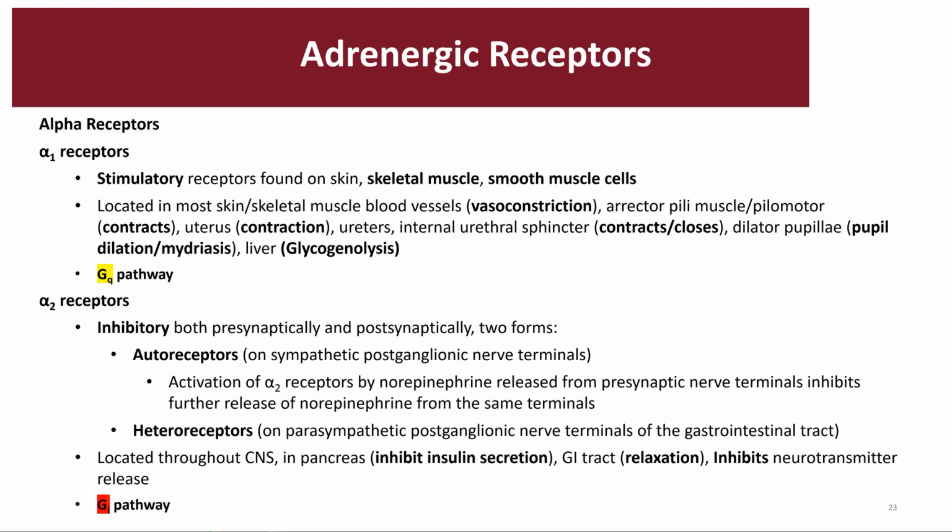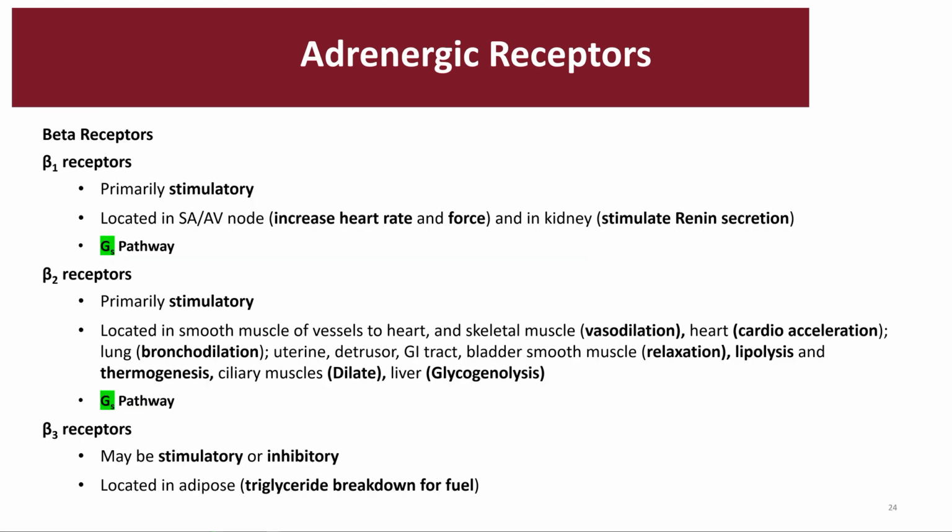These are the ones that are found in the parasympathetic postganglionic nerve terminals of the GI tract. They're located throughout the CNS, pancreas, and GI tract, and their main role is to inhibit insulin secretion, relax the GI tract, as well as lower the amount of neurotransmitter released via negative feedback. These follow the Gi pathway. The next set of receptors are the beta receptors.